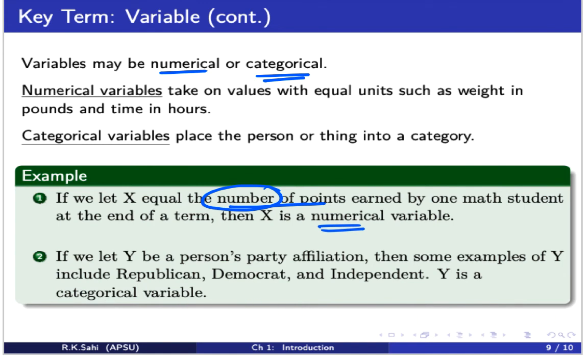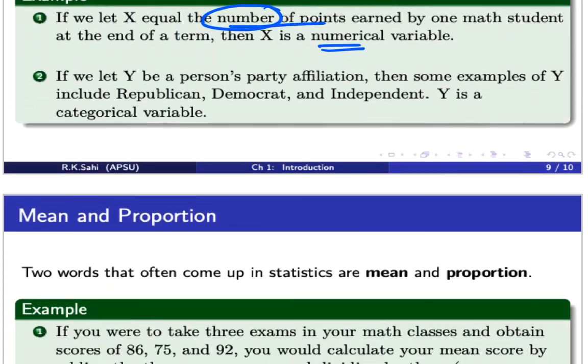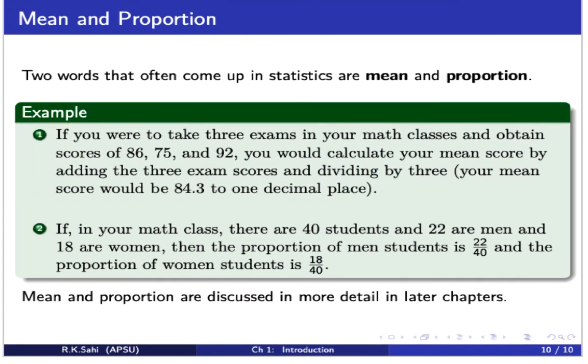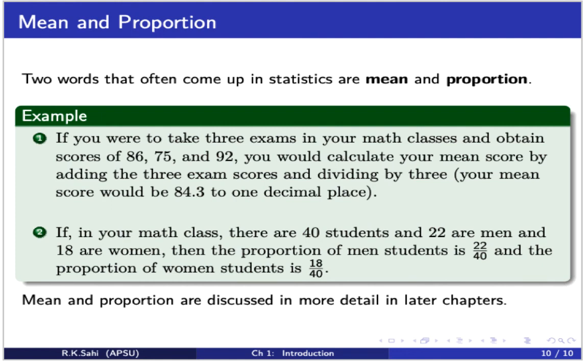Now, another two things we will be seeing in our statistics class are mean and proportion, a very important concept for us, guys. So we will be looking at that. Just to give you an idea what we mean by a mean, mean is simply an average. For example, suppose you took 3 exams in a math class and obtained the scores of 86, 75, and 92, and you would like to calculate your mean score.